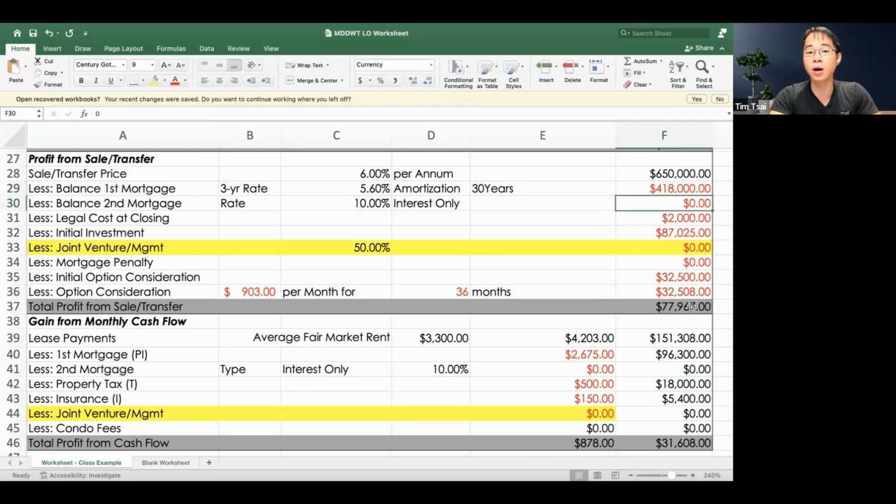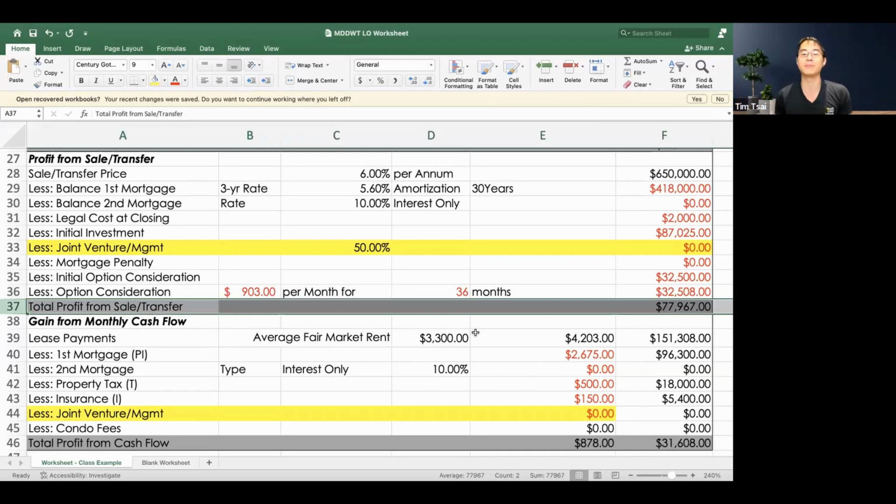Everything else should still be automatically populated for you. And what that also means is, because we're not changing their option to purchase price, the 10% is still fixed, which means the 903 number per month for monthly option consideration still stands. So what that means now is total profit at closing, when they get home ownership and get on title, you get to put a check of $77,967 in your pocket. Is that a good day or is that an amazing day? And so this is what I love about this strategy, okay?